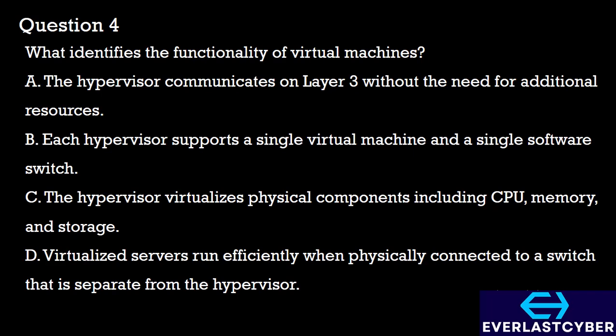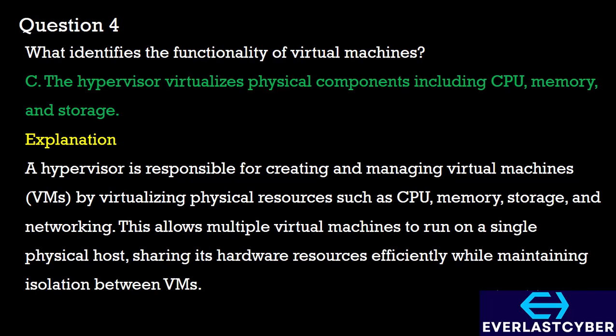In option C, a hypervisor is responsible for creating and managing virtual machines by virtualizing physical resources like memory, storage, CPU, and networking. And in option D, this is not a defining characteristic of the virtual machine functionality. So our answer here is option C. Virtualization of physical resources will allow multiple machines to run on a single physical host. That's the virtual machines, because they'll be able to share their hardware resources efficiently while maintaining isolation between the virtual machines.